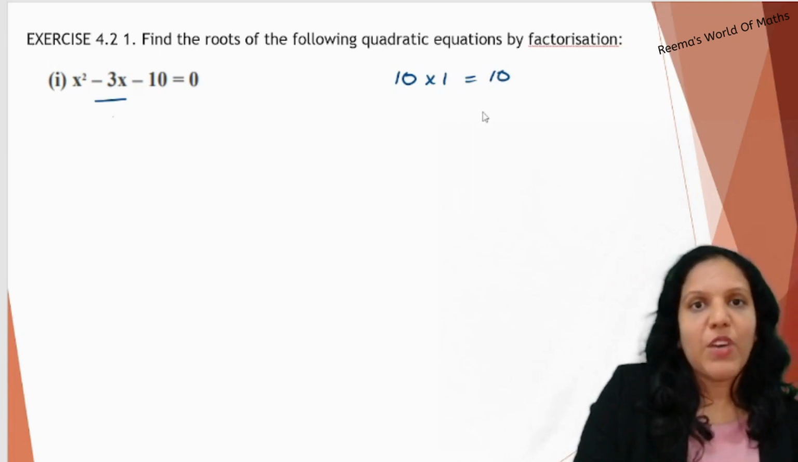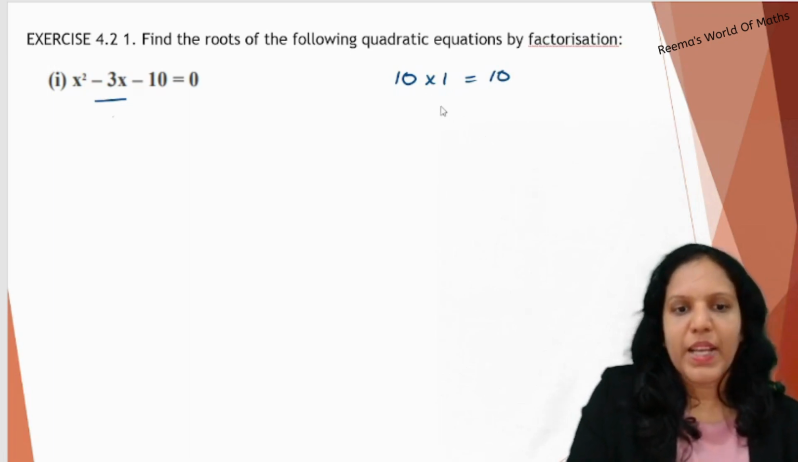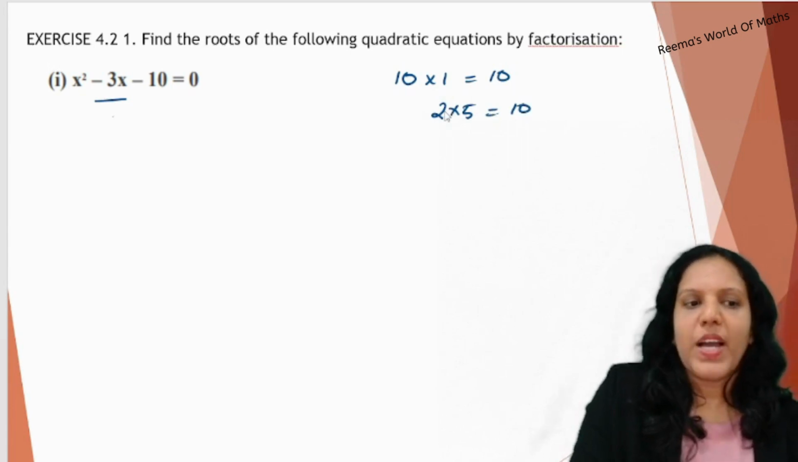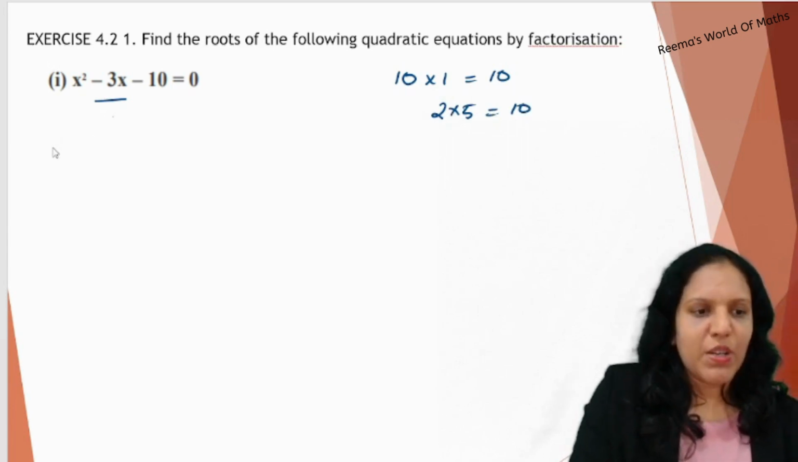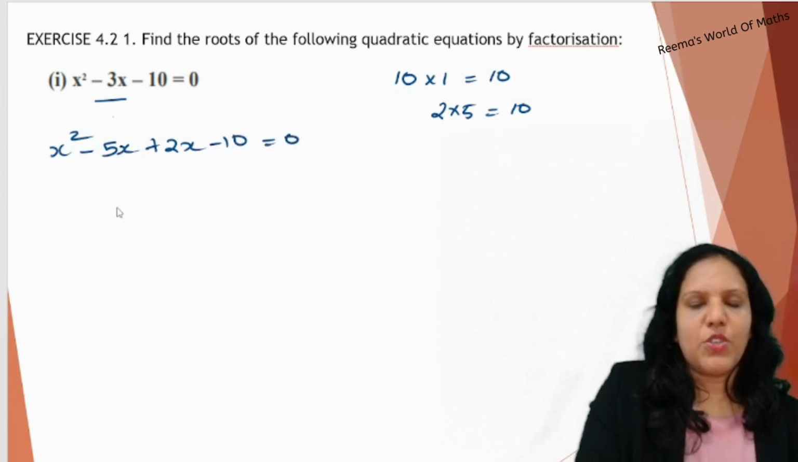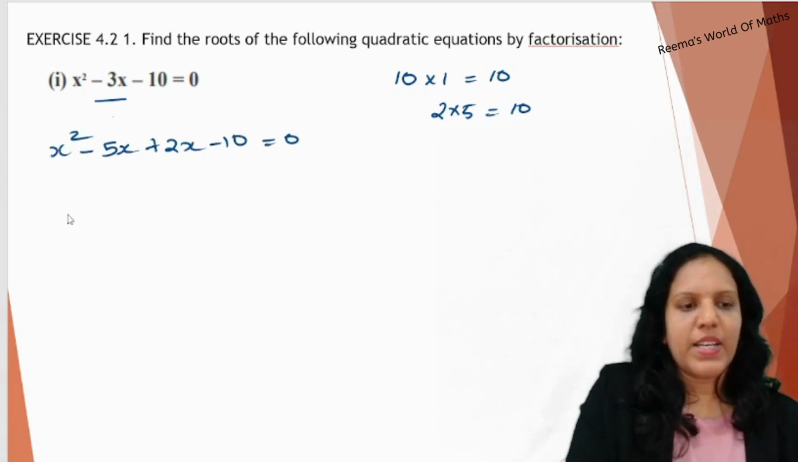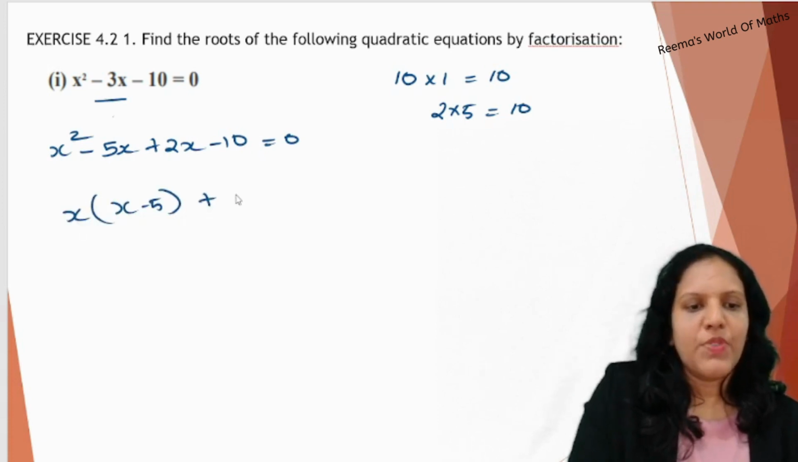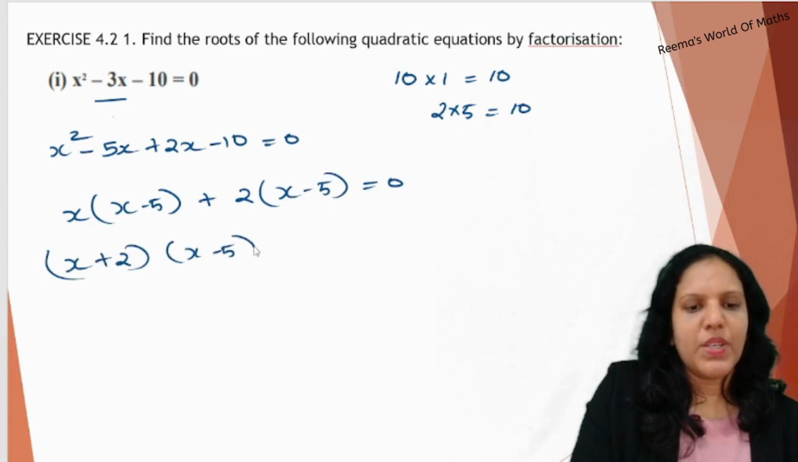Now for that we can find the other factors of 10. 10 can also be expressed as 2 multiplied by 5. So we can use 2 and 5 to split minus 3x. That will be x squared minus 5x plus 2x minus 10 equals 0. Correct? So we can take x common from the first two terms, x minus 5, plus we can take 2 common from the last two, again x minus 5, equals 0. So that is x plus 2 multiplied by x minus 5 equals 0.